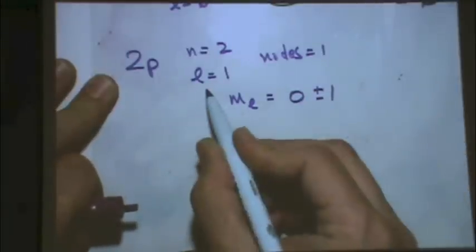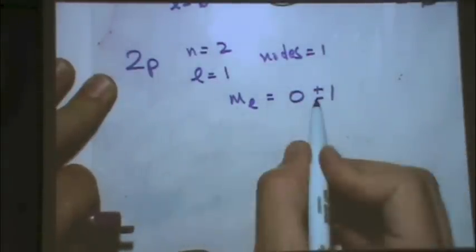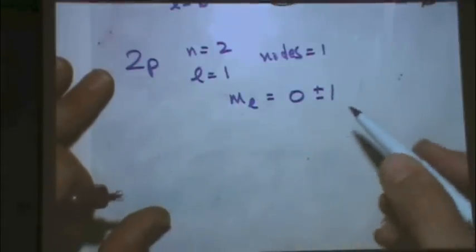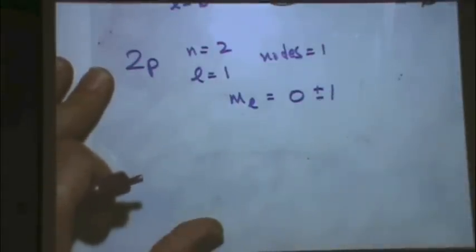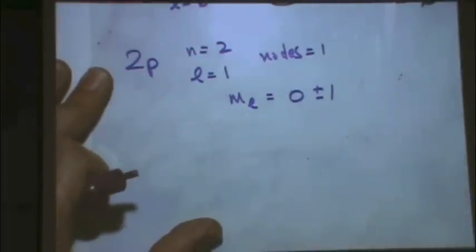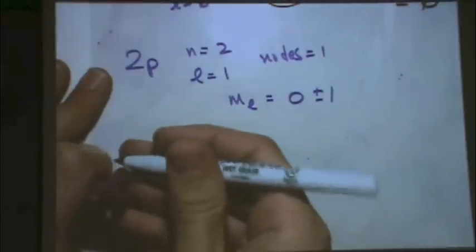0 plus or minus 1, because m sub l is between plus l, plus 1, and negative l, negative 1. So do you see how there's three values? There's a 0, there's a minus 1, and there's a plus 1. So you should count 3 right now. That means that there's 3 p orbitals. Is that okay? 3 p orbitals.